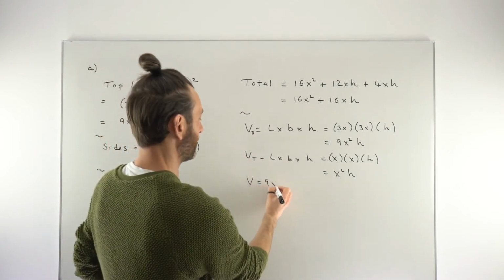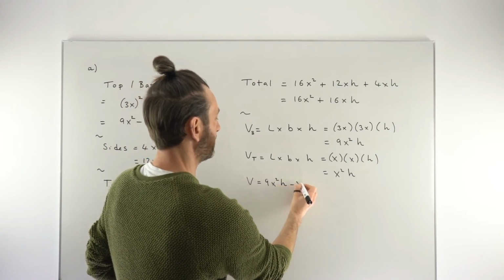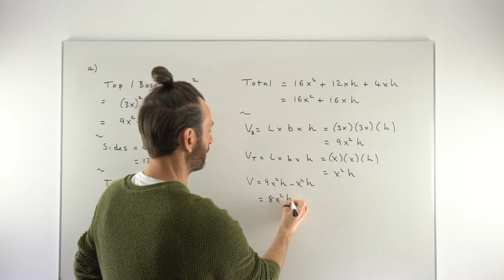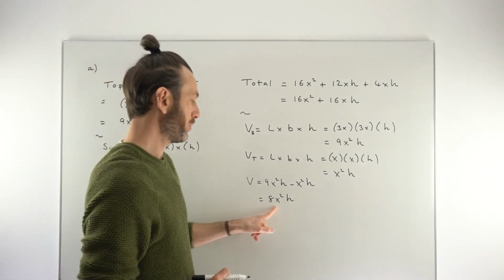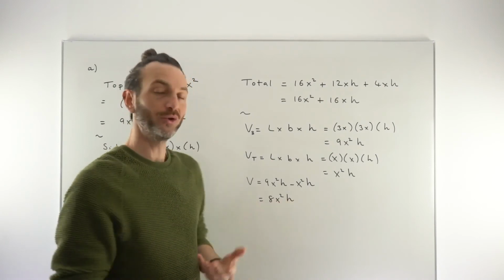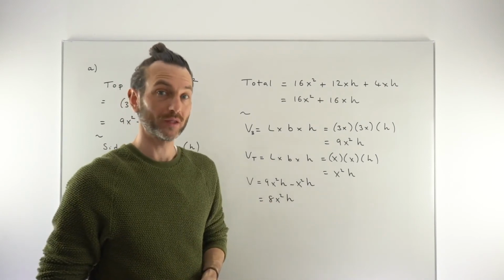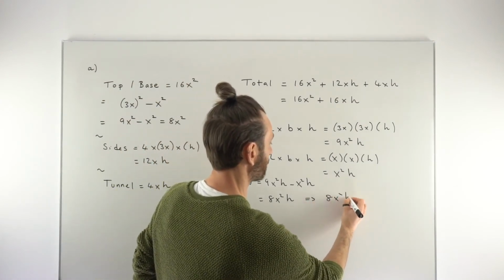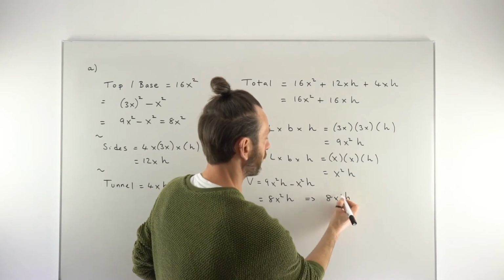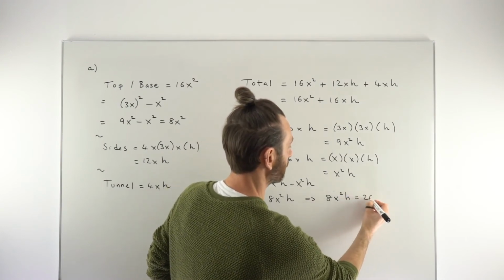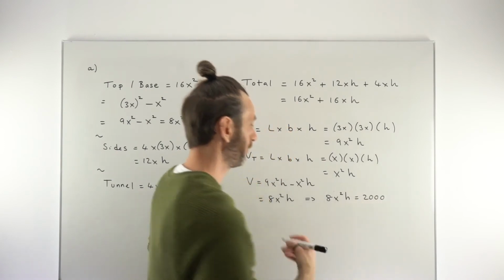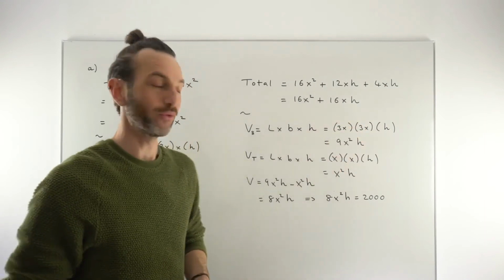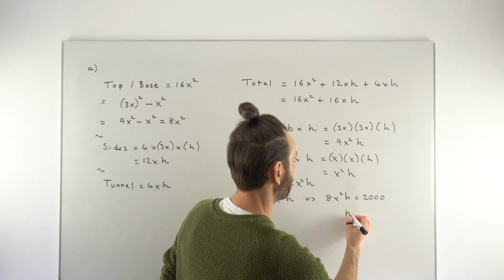That's going to be 9x squared h minus x squared h, which gives us 8x squared h. But this is a formula for the volume based on x and h, but we know the volume is 2000 cubic centimeters. So this then implies that this expression for the volume, 8x squared h, is equal numerically to 2000. And what do we actually want to do here? Well, what we want to do is to get rid of this h term. There's no h term in the formula, so we want to change the subject of the formula to h.